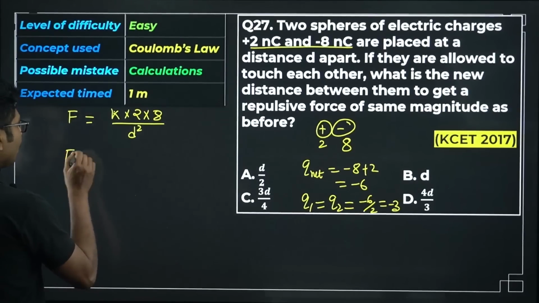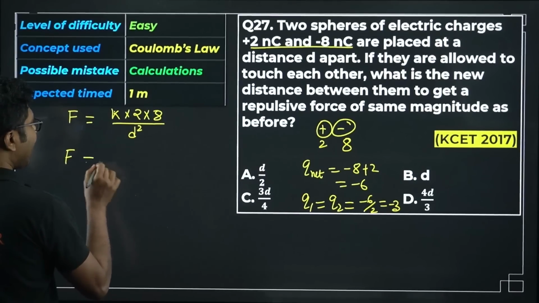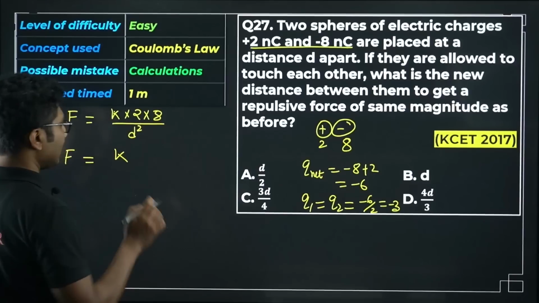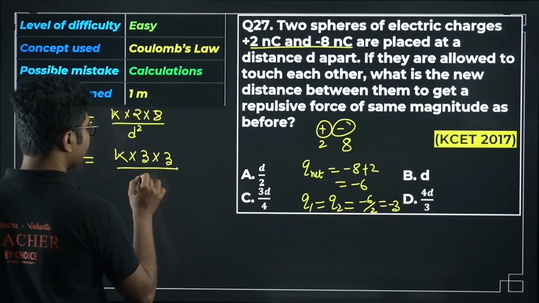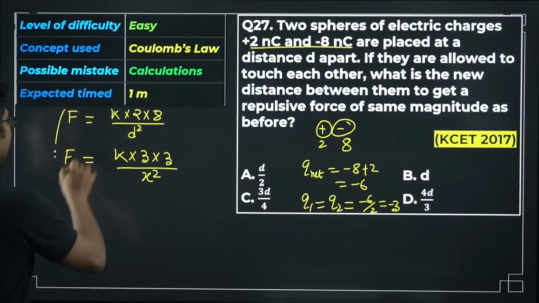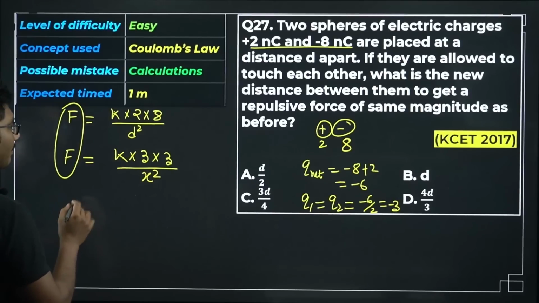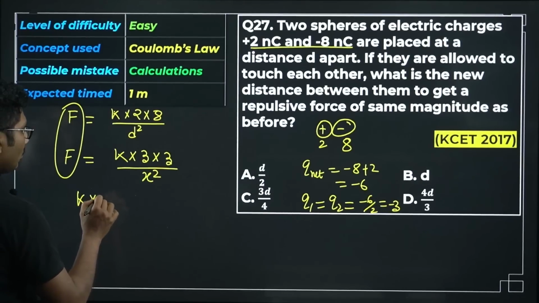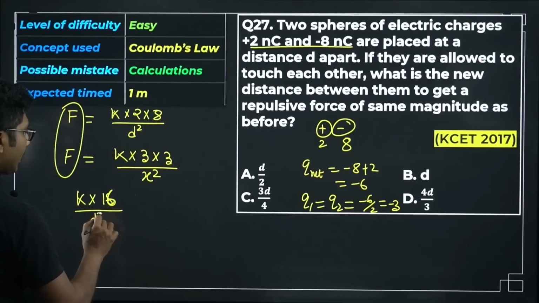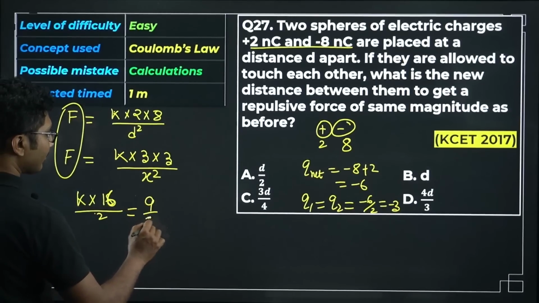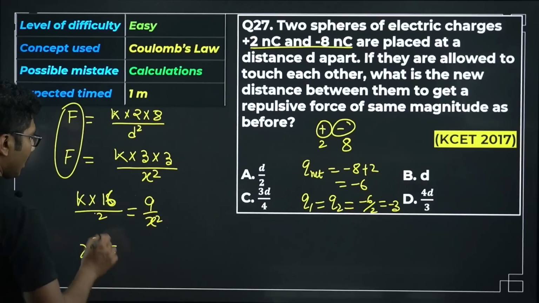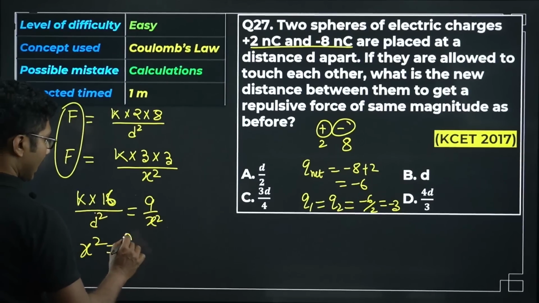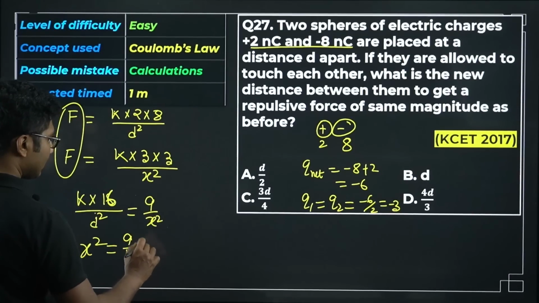So what is the new force? Now say the new distance is x, so that both of them are having the same amount of repulsive force. So both these forces are same, so you have to compare. So k into 16 by d square equals 9 by x square. So x square is equals to 9 by 16 d square.